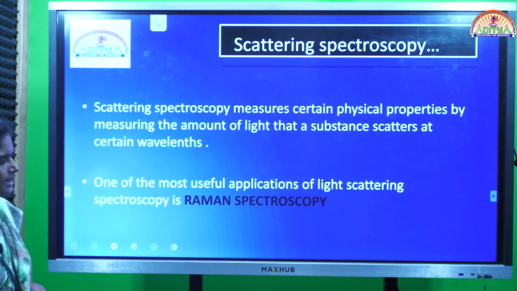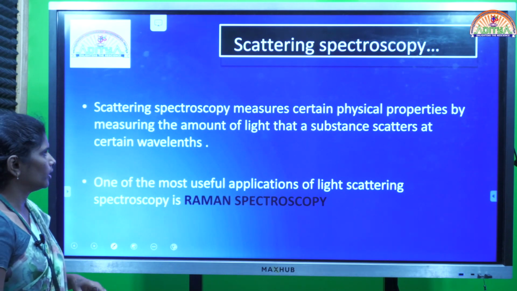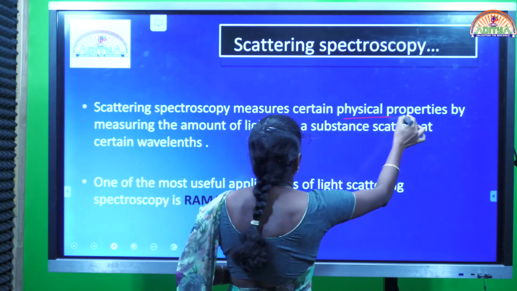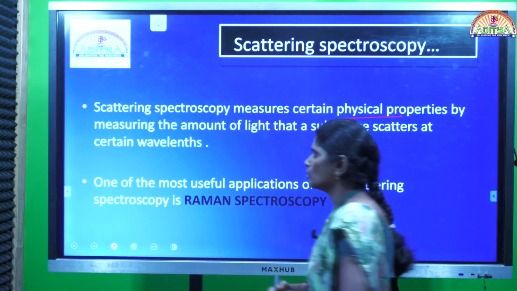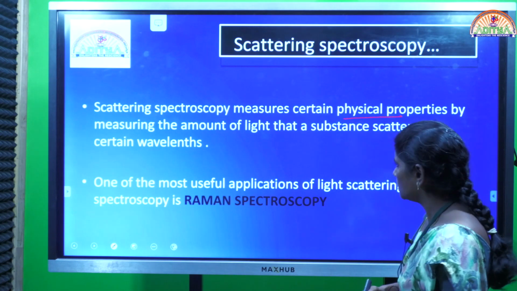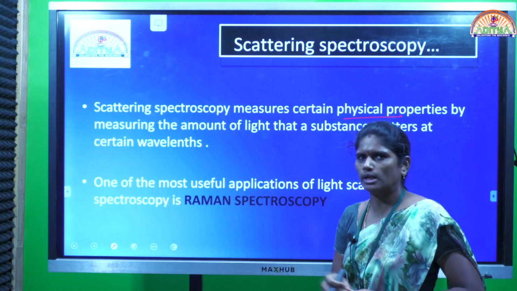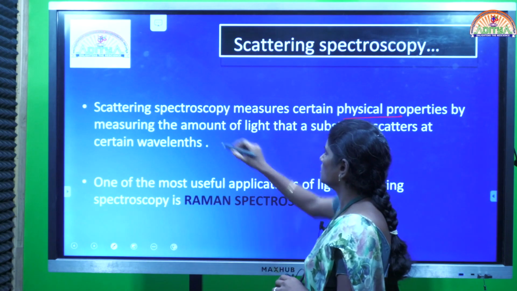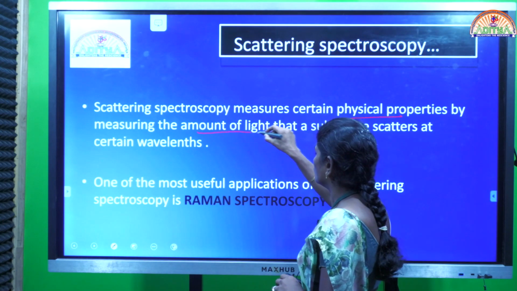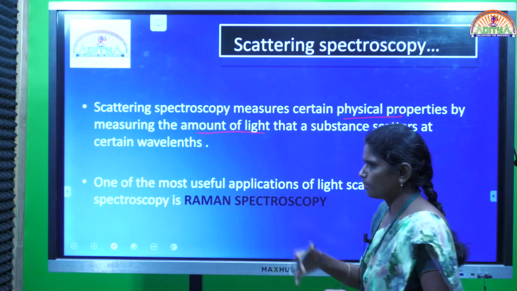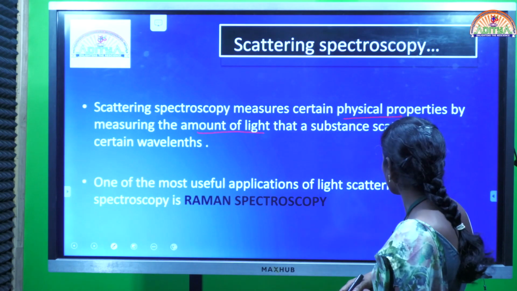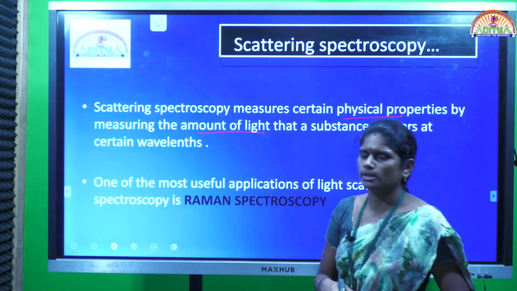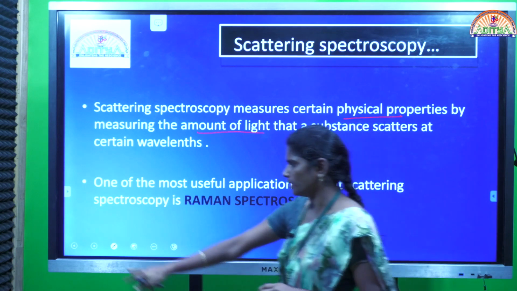And then we have scattering spectroscopy, which is mainly used to measure the physical properties of the sample. In this case the sample contains solid or undissolved particles which have a tendency to scatter a suitable amount of light when it is allowed to pass through the sample. And the most important spectroscopy based upon this scattering phenomenon is Raman spectroscopy.